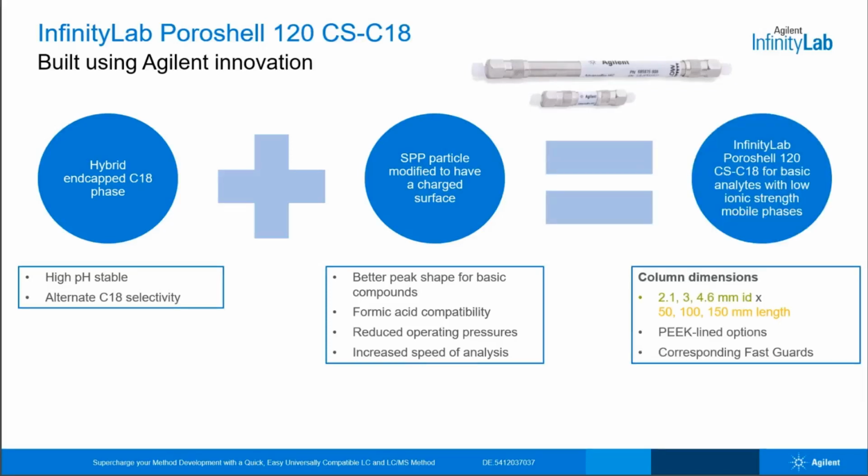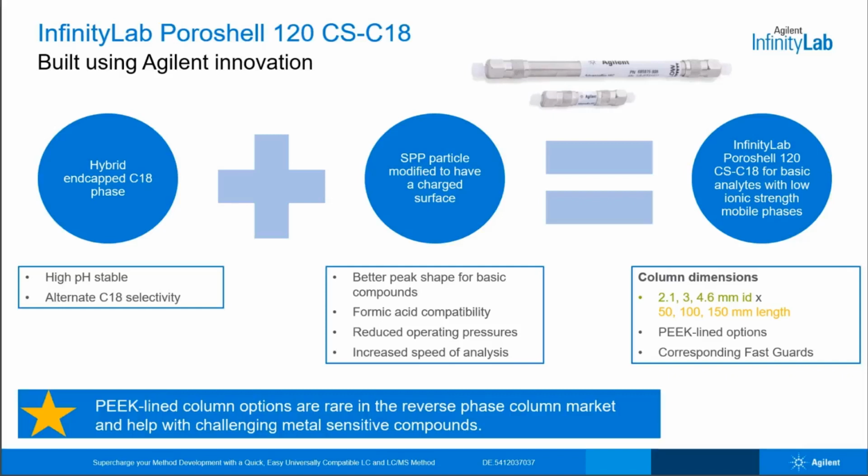Altogether, this makes a highly flexible LC column that is compatible with a simple formic acid mobile phase on any LC instrument with a variety of detection modes. For added column flexibility, this column is also available in PEEK-lined stainless steel hardware to improve the analysis of metal-sensitive compounds. It should also be noted that this column can be used at very high pH as well, to play around with the charge on the column.